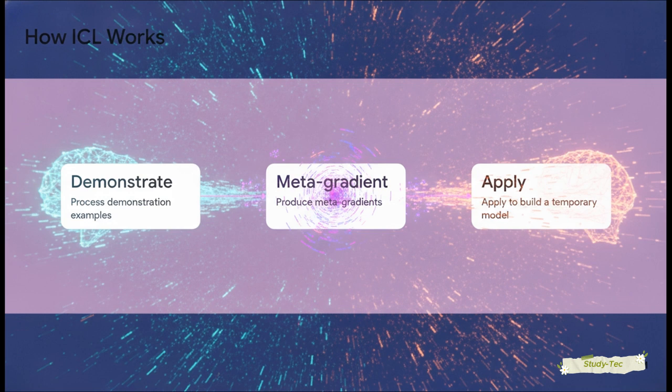It takes these metagradients and applies them to its own attention vectors on the fly. Basically, it's building a temporary, highly specialized version of itself right in that moment just to answer your specific query, all without making any permanent parameter updates to its underlying neural weights.